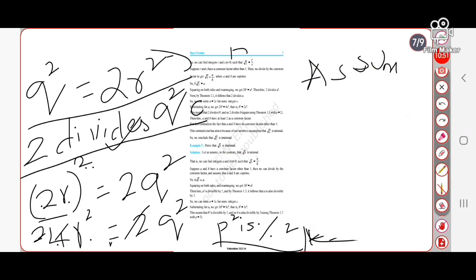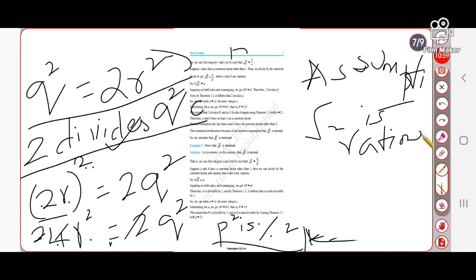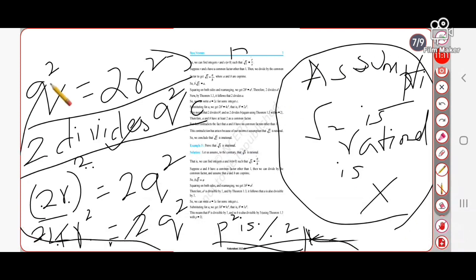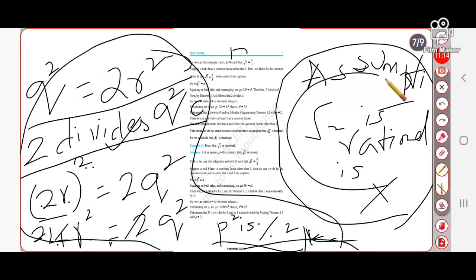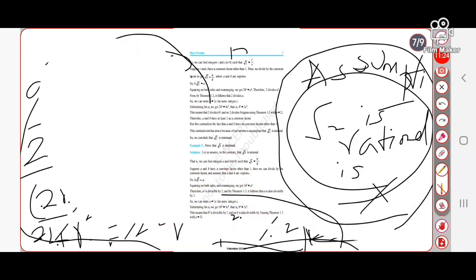Due to these circumstances, what we conclude is that our assumption that root 2 is rational is wrong, because the net result is arrived due to this assumption. So according to this assumption, we got the wrong answer. So we conclude that the root 2 value which we assumed as rational is irrational.